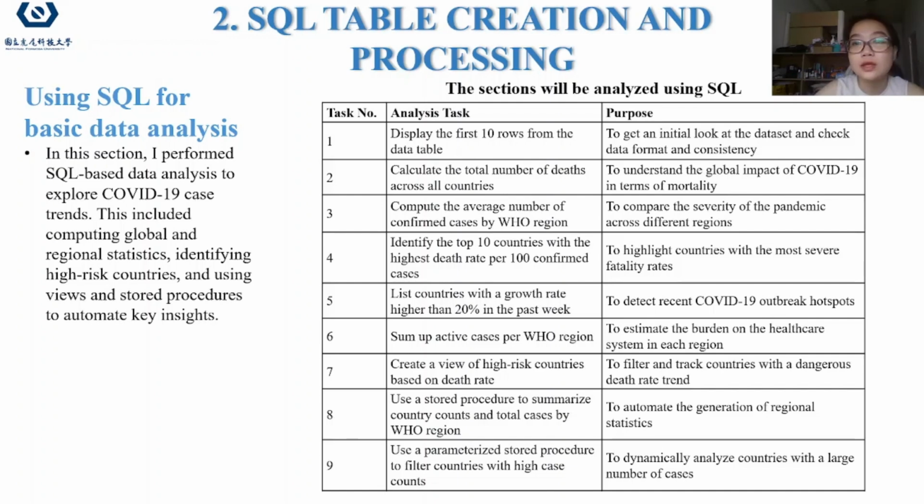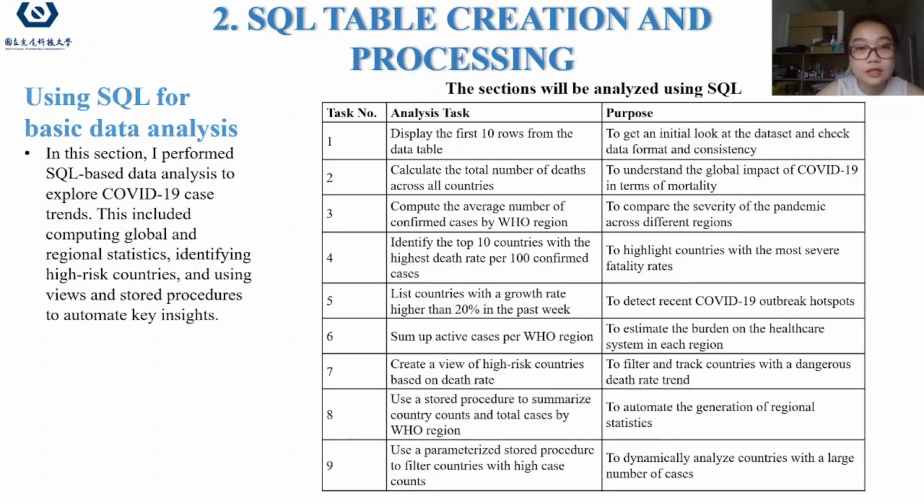The purpose is to get an initial look at the dataset and check the data format and consistency. Task 2 is to calculate the total number of deaths across all countries. The purpose is to understand the global impact of COVID-19 in terms of mortality. Task 3 is computing the average number of confirmed cases by WHO region. The purpose is to compare the severity of the pandemic across different regions.